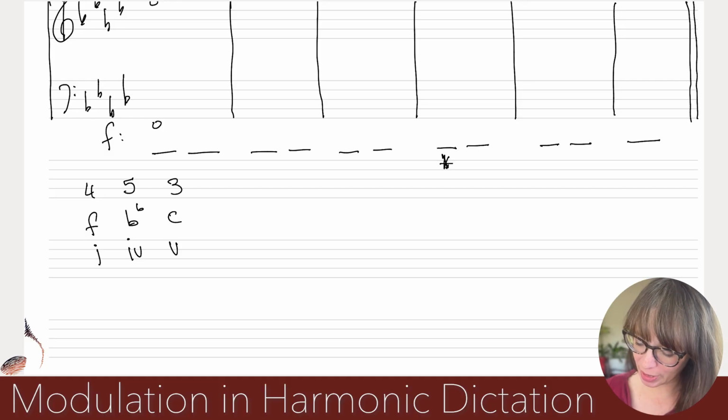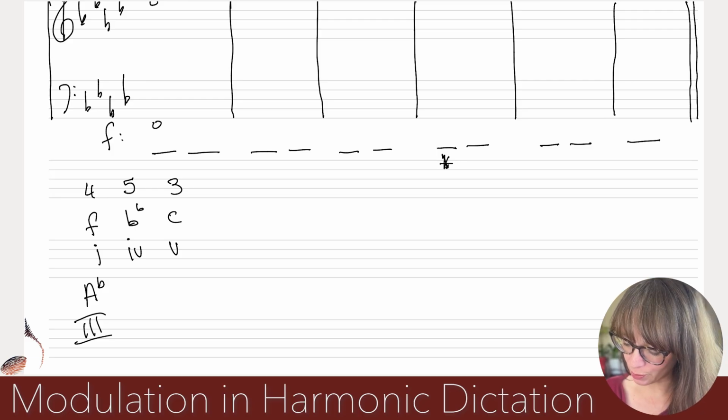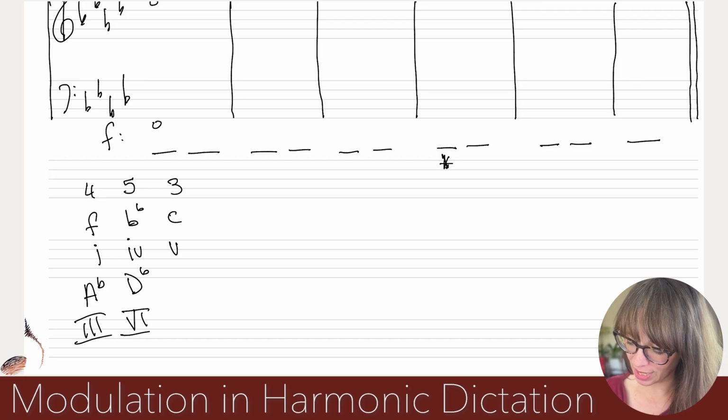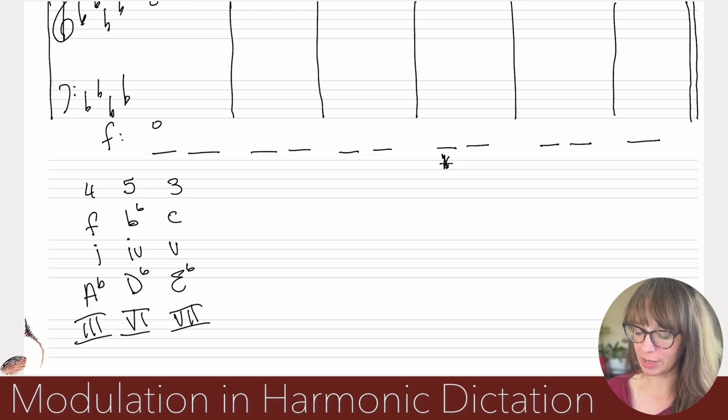Then the relative majors of those keys would be A flat, that is our relative major. B flat minor would be D flat, and that is our 6. And then C minor would be E flat, and that is our 7. Again, a bit more rare, but possible. So all of these keys are connected because they share either the same key signature or a similar one.